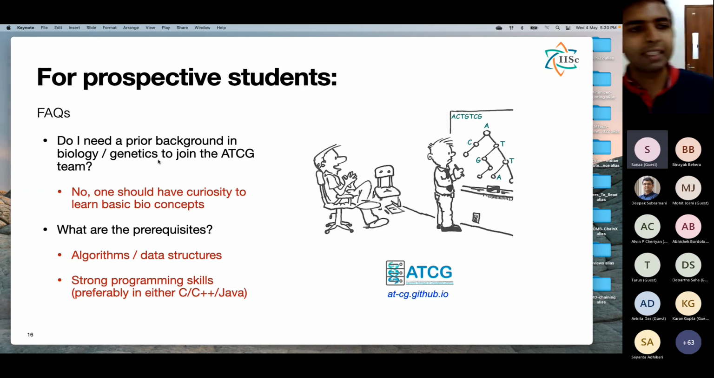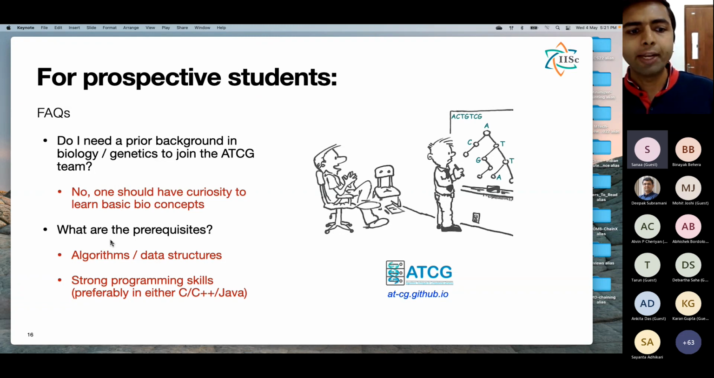Okay, so in terms of background, students often ask whether they need a background in biology or genetics before joining the team. The answer is no, but you will need the curiosity to learn basic biological concepts. In fact, in our lab, we do have to read both computer science papers as well as biology papers. We cannot overlook one side because we are working in an interdisciplinary area. We have to understand the biology side of the problem, otherwise we may address a problem which doesn't have any application. So that curiosity is always needed and we have to learn as we go.